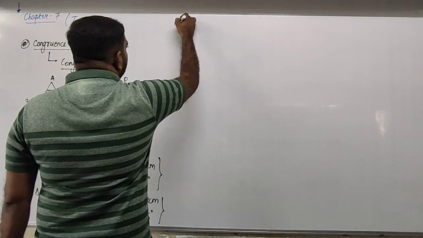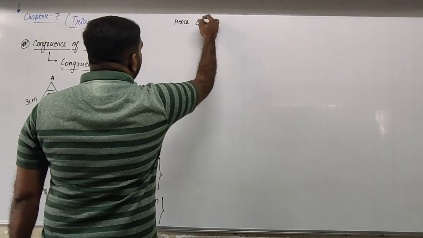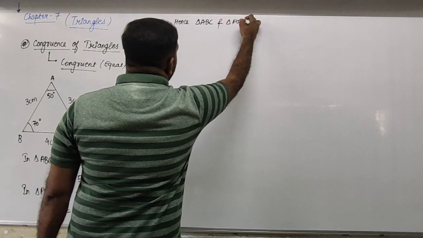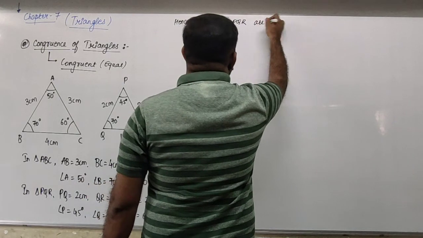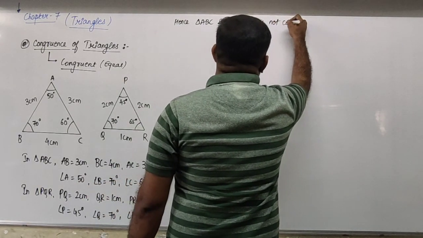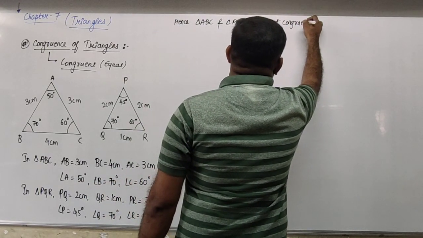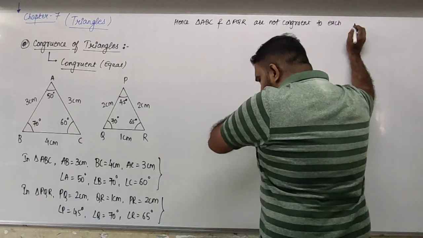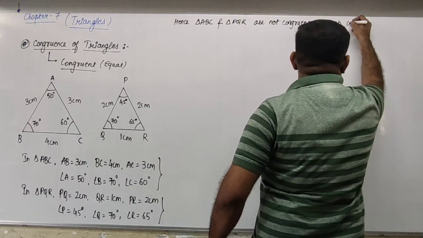Triangle ABC and triangle PQR are not congruent to each other.